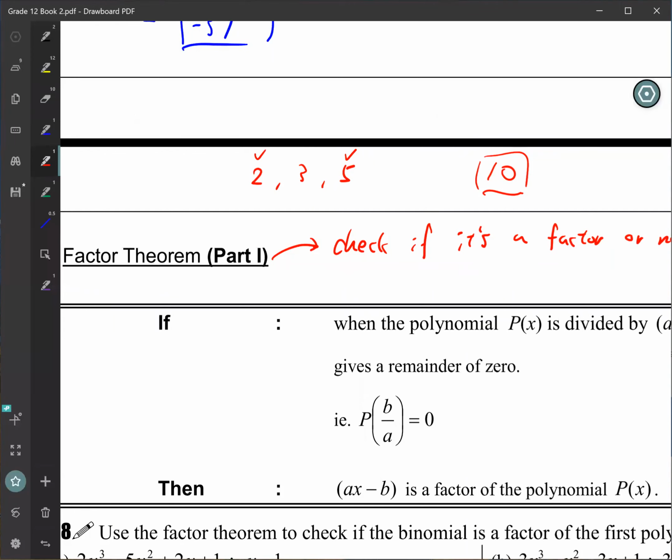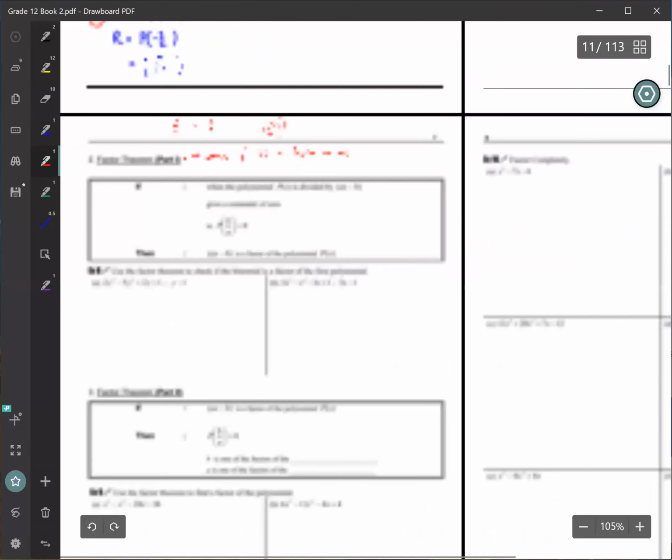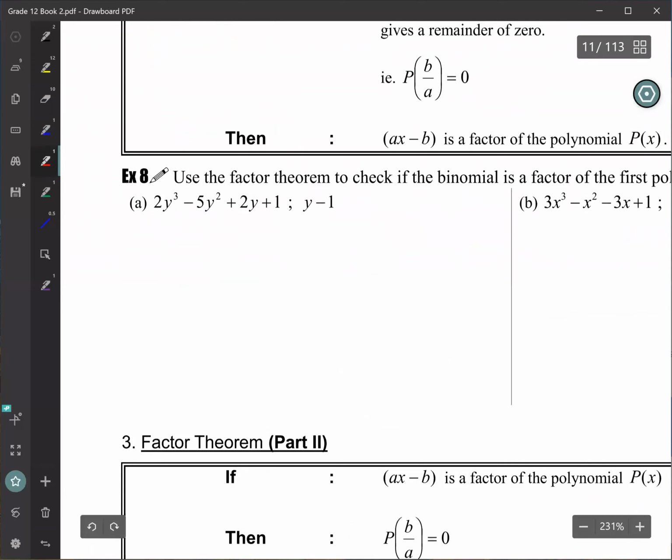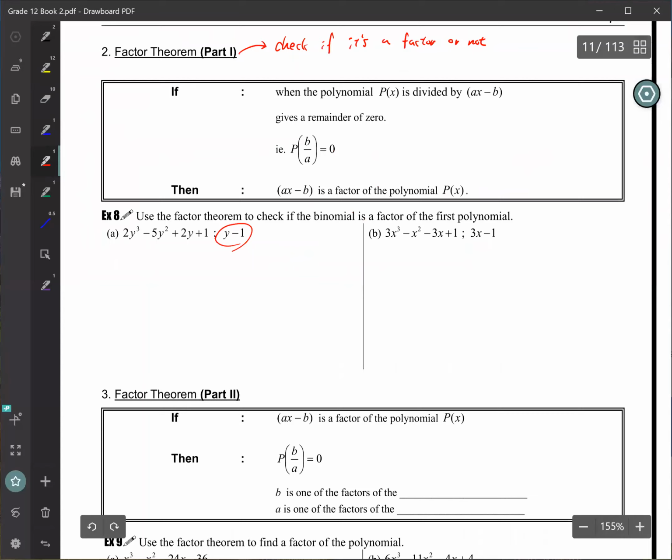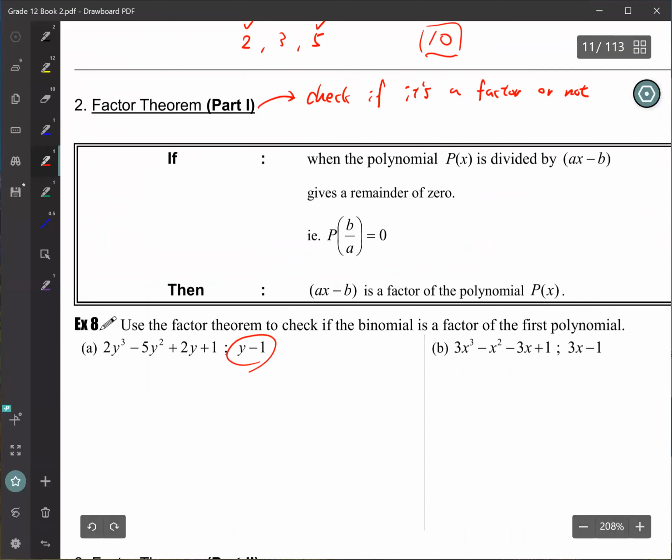Okay, so this is the kind of question they will ask you, but instead of numbers, right? Because this thing you learned probably in elementary school, finding factors. But here you will be given the binomial instead. So for example, here they give you y minus 1. They want you to check if it's a factor of the polynomial. So part one is to help you check if it's a factor or not.